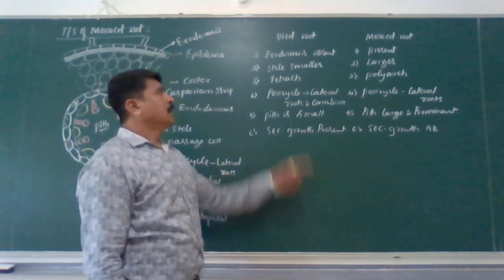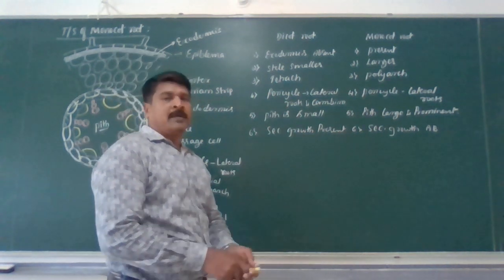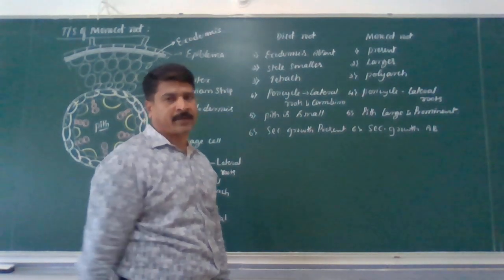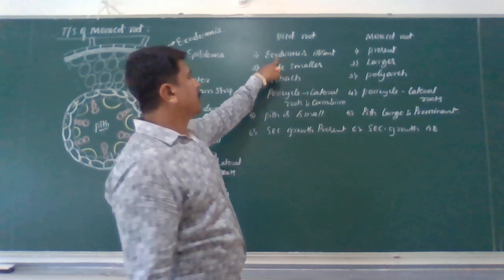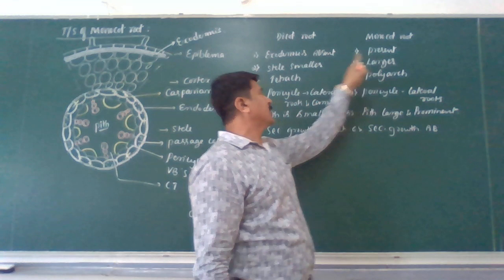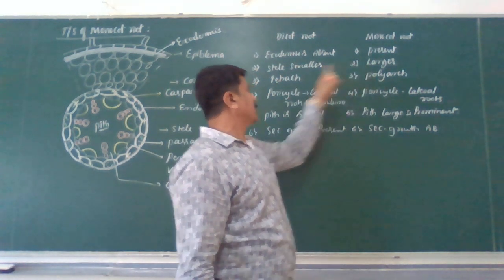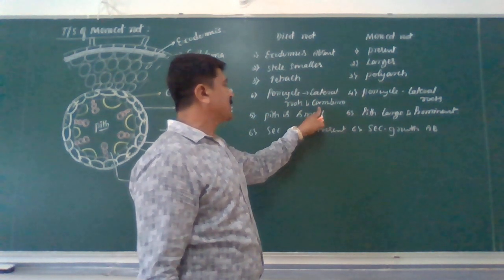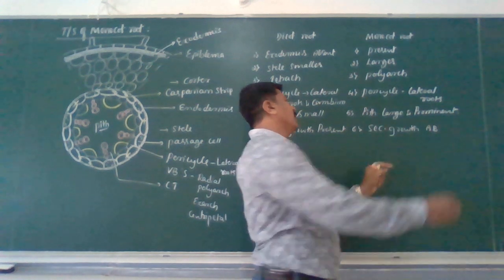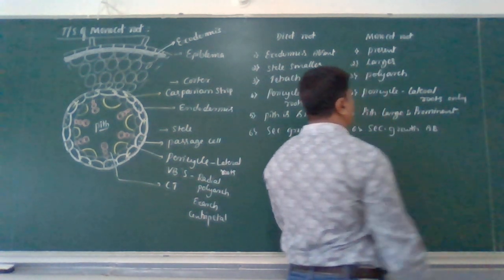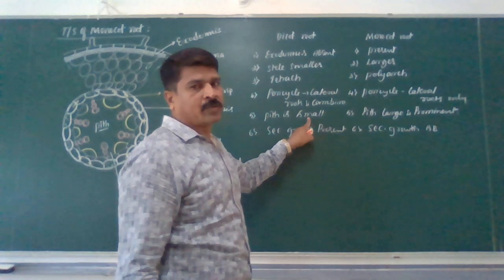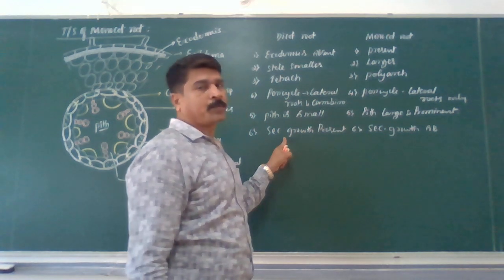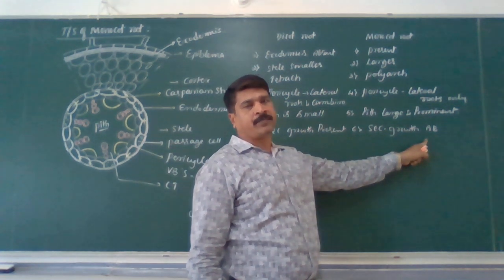You remember this. Except these differences, the rest of the characters are exactly similar in both dicot and monocot root. I'll repeat once again. Exodermis is absent, exodermis is present. Stele is smaller, stele is larger. Tetrarch, polyarch. Pericycle gives lateral roots and forms cambium; here pericycle gives only lateral roots. Pith is small, usually absent, if present small; pith is large and prominent. Secondary growth present, secondary growth absent. I think you are getting it.